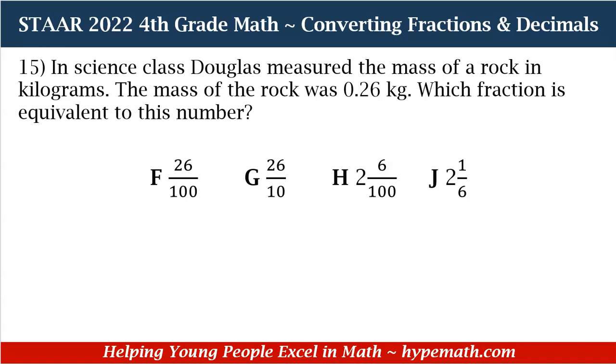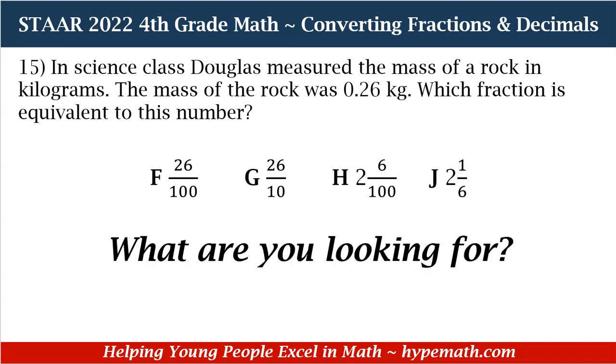Number 15 says, in science class, Douglas measured the mass of a rock in kilograms. The mass of the rock was 26 hundredths kg or kilograms. Which fraction is equivalent to this number? Is it F, 26 over 100, G, 26 over 10, H, 2 and 6 over 100, or J, 2 and 1 over 6?